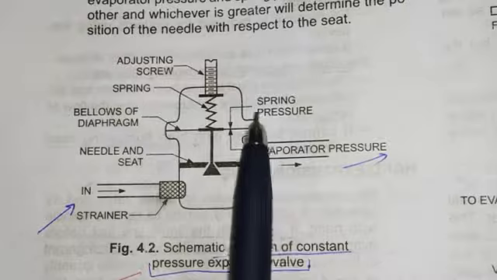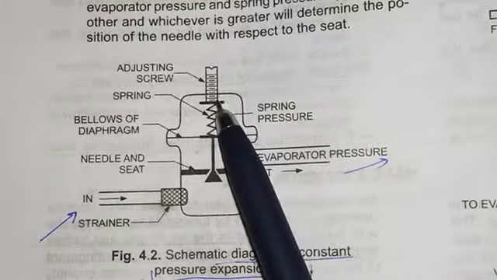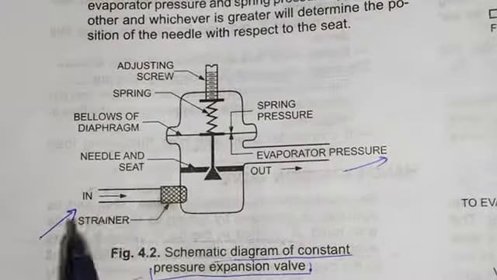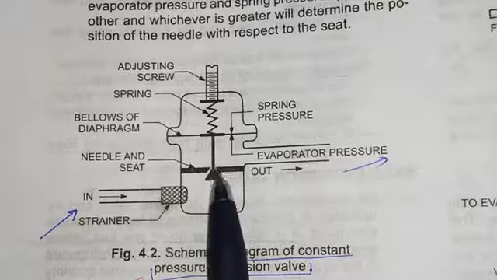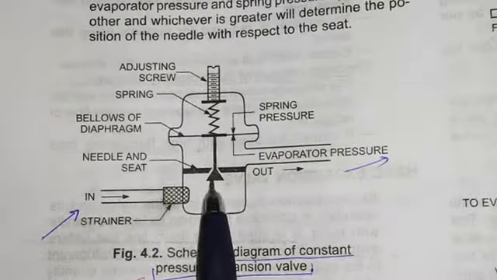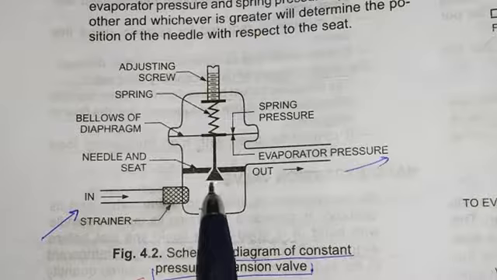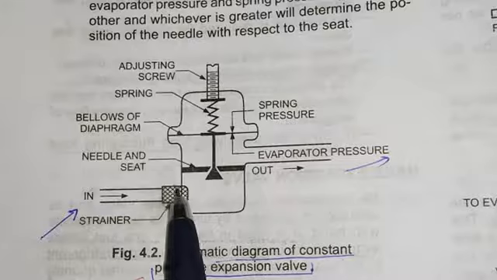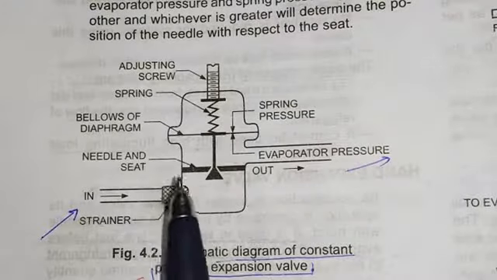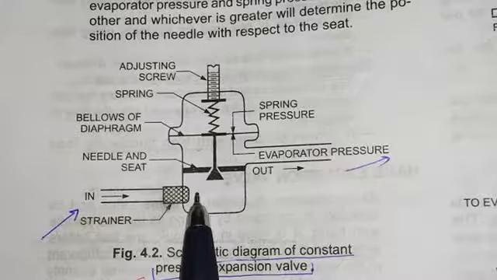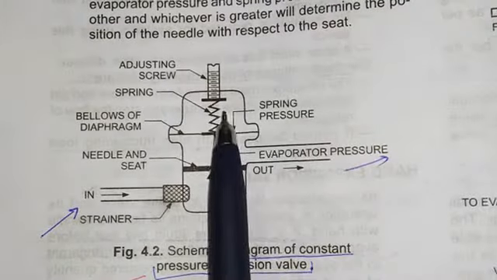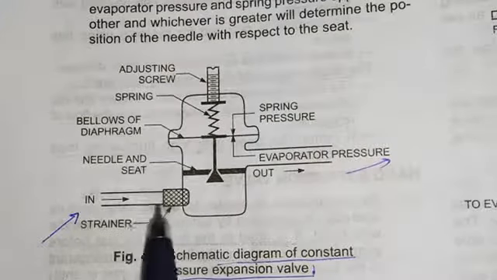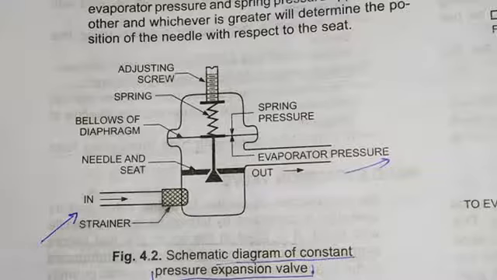This is a diaphragm, and this is a spring, and the spring applies load on the diaphragm, and this is the needle, and refrigerant enters from here. If the refrigerant pressure is more than the pressure applied through this spring, then this needle will close, and it will restrict the flow of refrigerant through the evaporator. If the refrigerant pressure is low compared to the spring pressure, then the needle will open and the refrigerant will flow. So this is how it maintains constant pressure throughout the system.